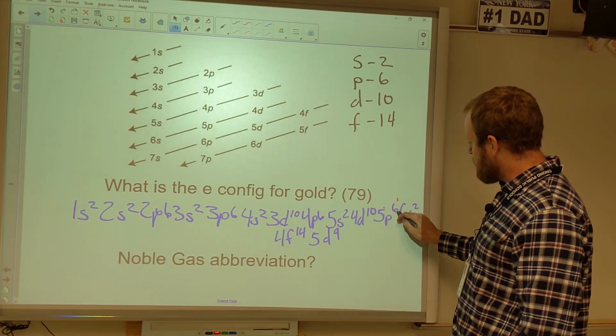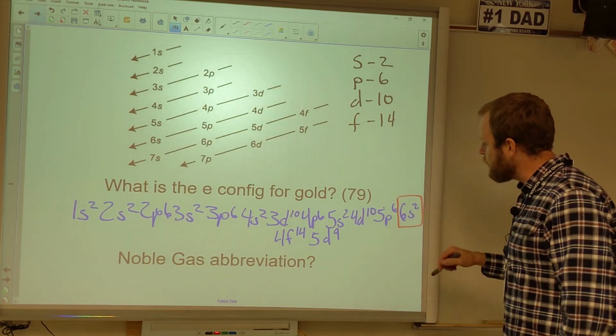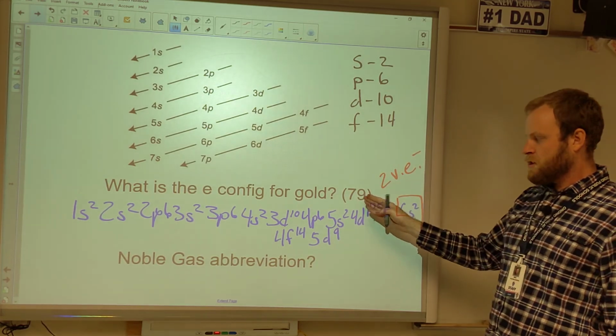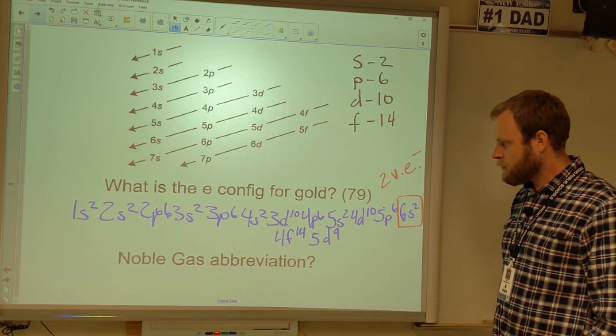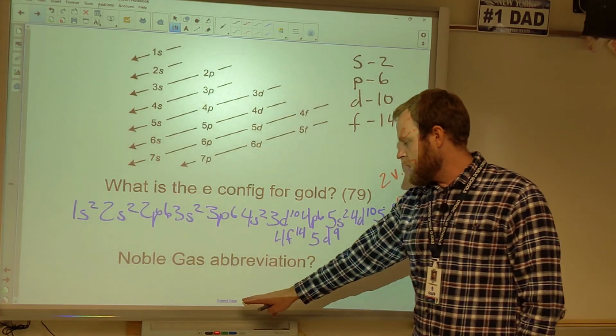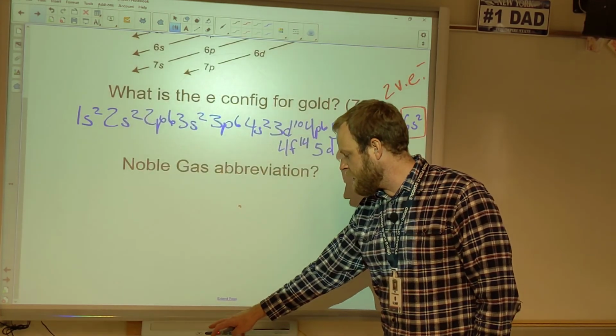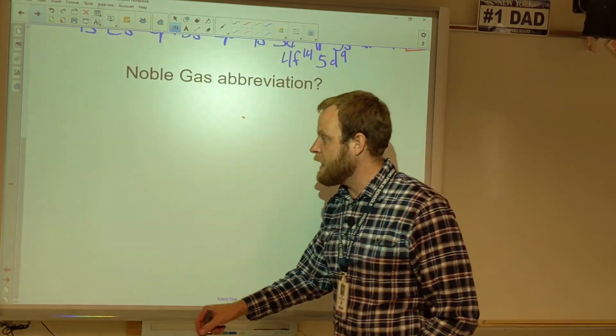So of my 6 big number, it's just those. So this has 2 valence electrons, and then 77 core electrons. Okay, the noble gas abbreviation. For this we do the same thing, but we pick a noble gas. The periodic table has the electron configuration in it.